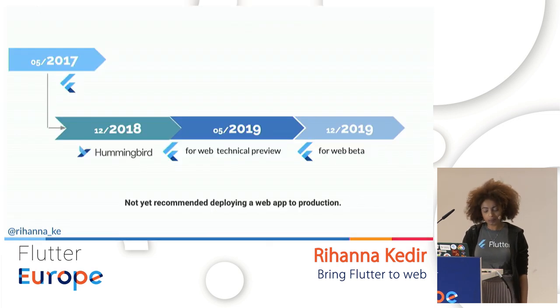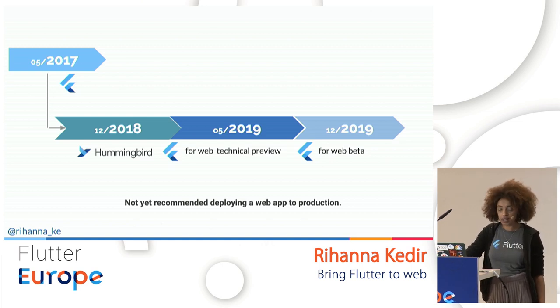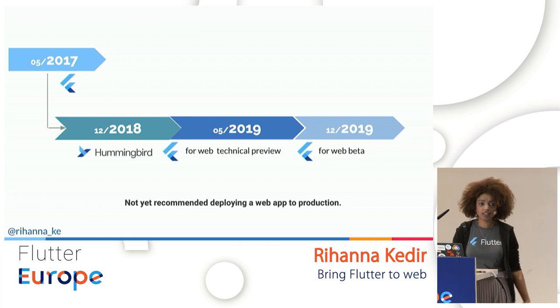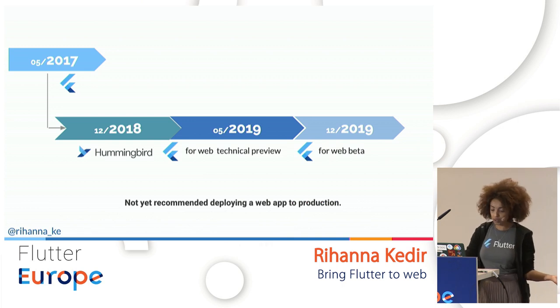Looking at the timeline of Flutter for web support, the experiment was announced in 2018 as the Hummingbird project. In May, we had the technical preview, and currently we have a beta version. It's not recommended for production. It has performance issues and bugs and everything, but still it's good to know that there is a way for Flutter to run in the browsers.